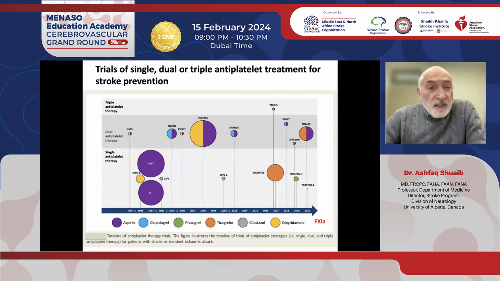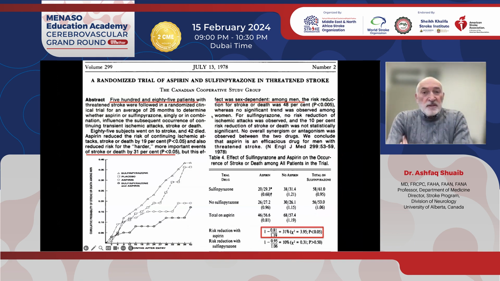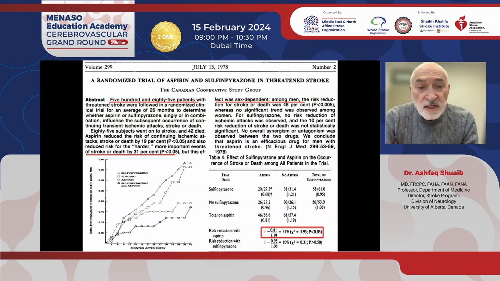The first study was, in fact, before my time. This is called the Canadian Cooperative Stroke Study. It was published in the New England Journal of Medicine in 1978. I became a doctor in 1980, so 2 years before me. I wanted to show you the study because it was done in Canada. We were really proud of the study. It's called a 2x2 factorial design. So they wanted to see, is aspirin better than placebo? And if you add sulfinpyrazone, which was another antiplatelet agent, does that add any extra benefit? So single agent, 2 agents versus placebo.